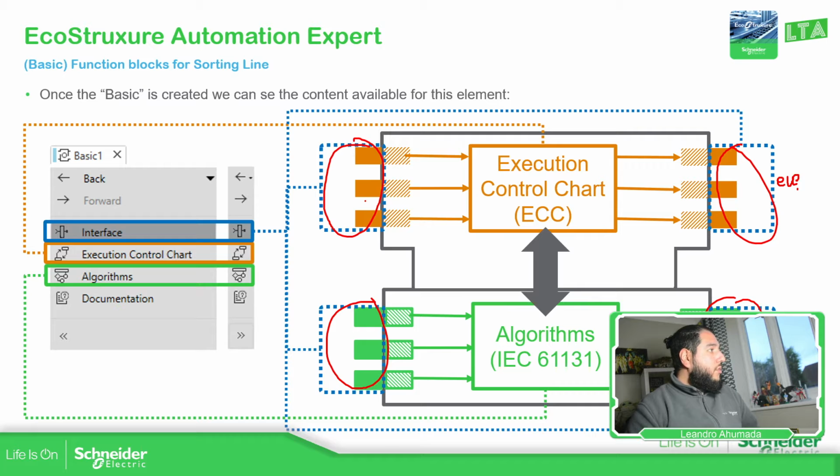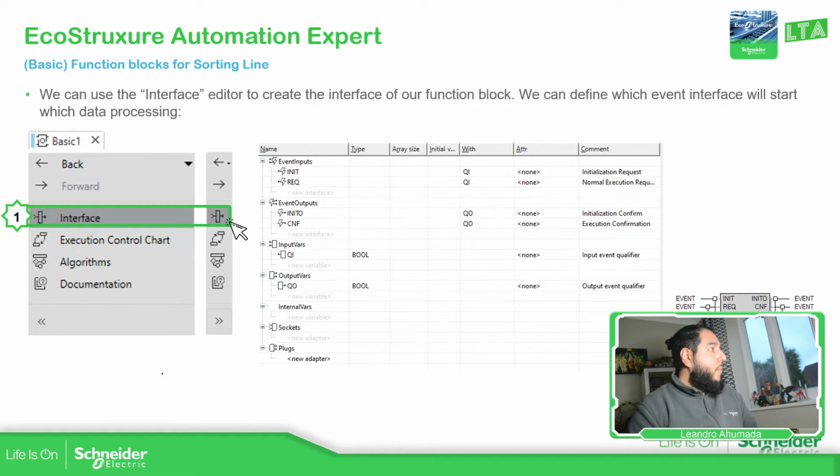So this is the information that we have, and that is configured on the interface. On the execution control chart, based on the information that we have for the event inputs, we can navigate in this state diagram to execute the logic that we're going to configure on the algorithm. That's why you see this arrow over here. Okay, so basically this is the idea. Now, here is how we can configure the interfaces that we want. Okay, that's very simple.